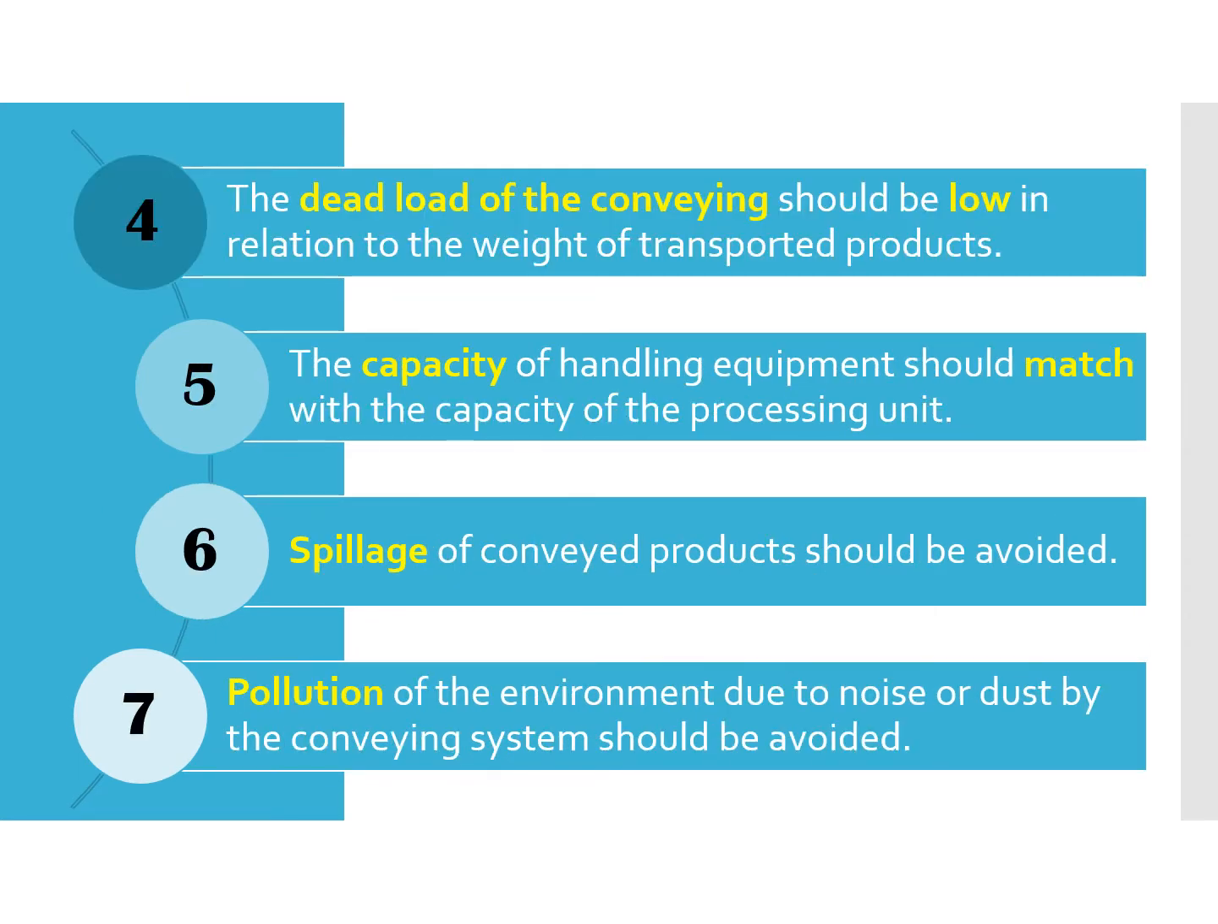The fourth principle for the selection of a conveying system is that the dead load of the conveyor should be low in relation to the weight of transported products. The fifth principle is that the capacity of handling equipment should match the capacity of the processing unit. The sixth principle is that spillage of conveyed products should be avoided. And the last, the seventh principle, is that pollution of the environment due to noise or dust by the conveying system should be avoided.